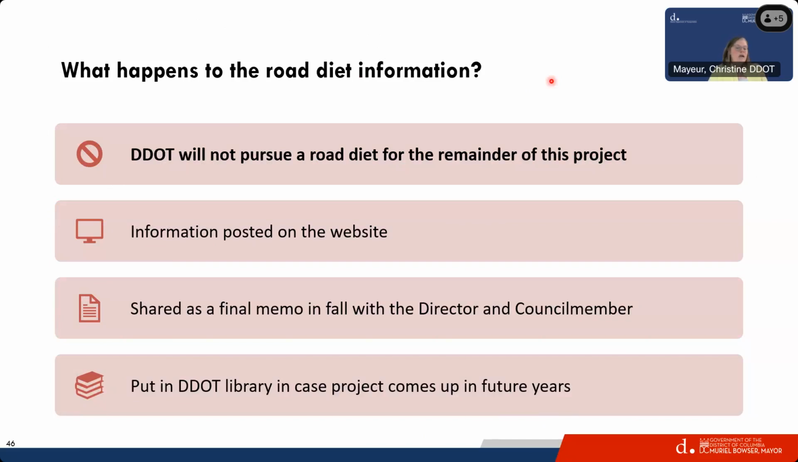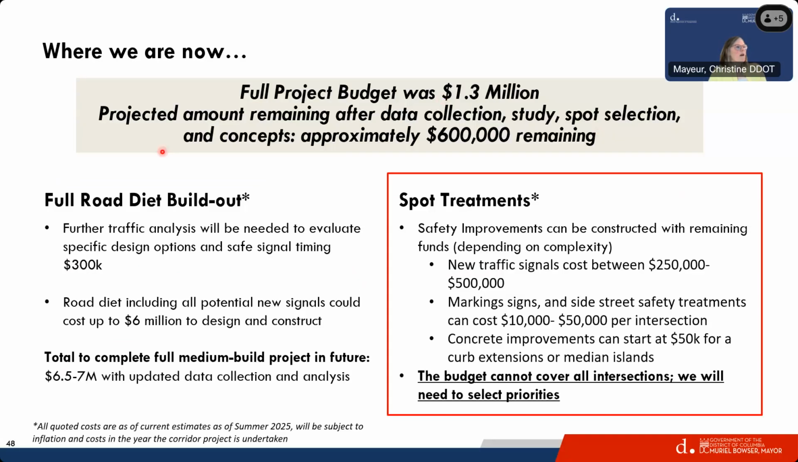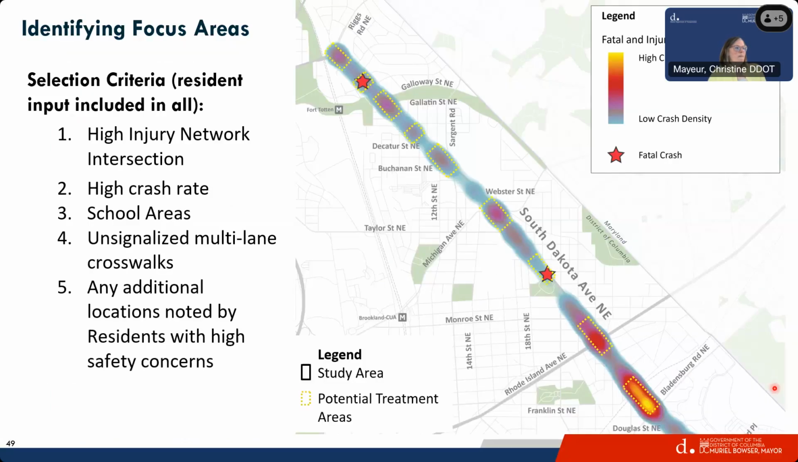All of this will be put in the DDOT library in case things come up in future years. But for the rest of this project, we want to focus on spot safety treatments. So a reminder of where we are now, we'll have about 600,000 remaining for the project. We do want to focus on spot treatments, but we cannot cover all of the intersections that we're going to talk about today. So we'll need your help to prioritize the ones that we do.